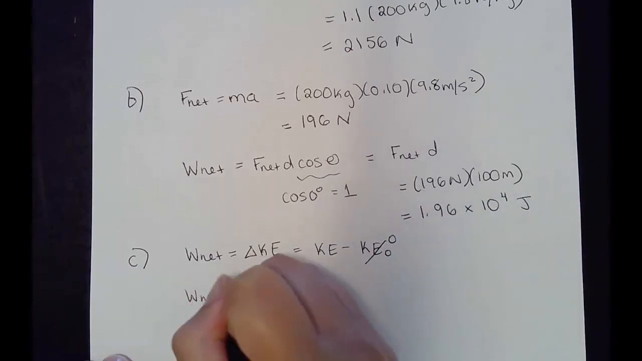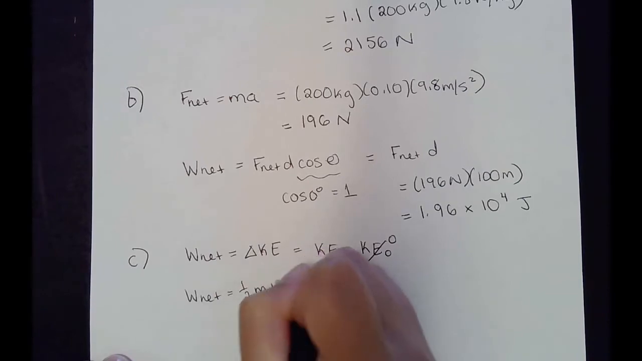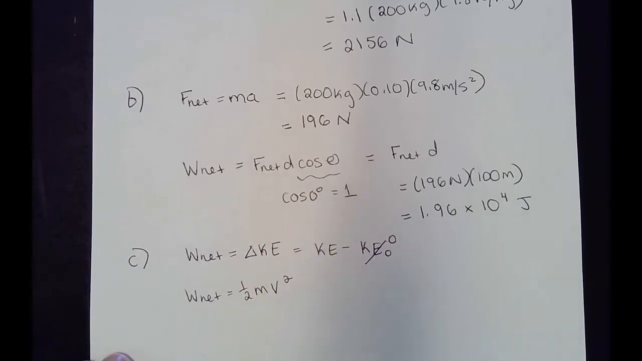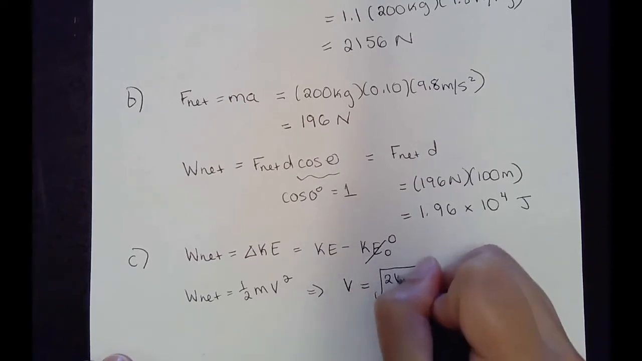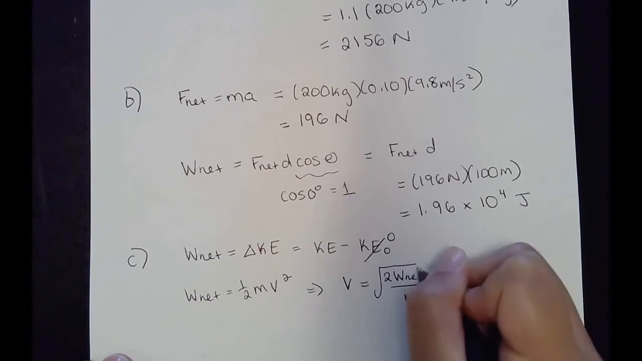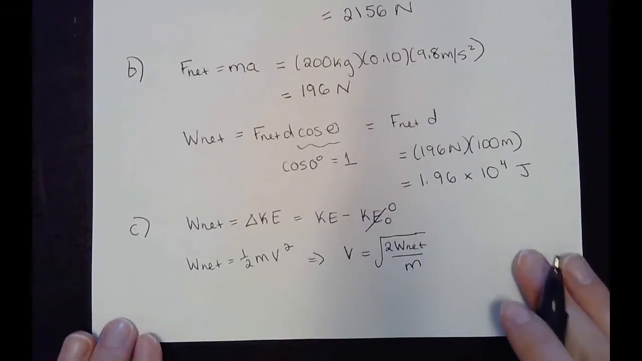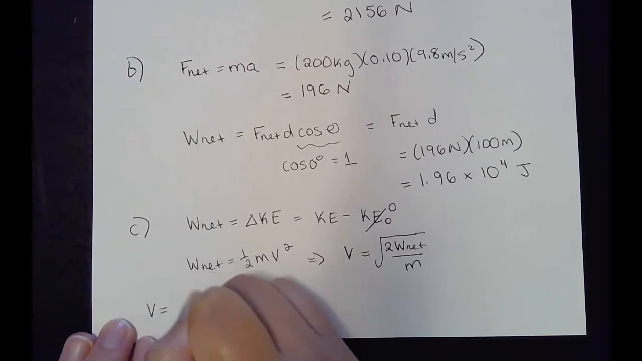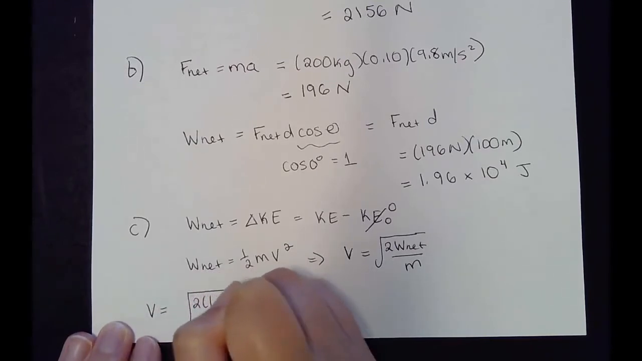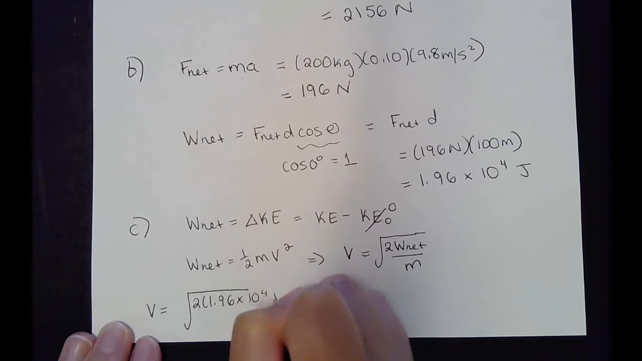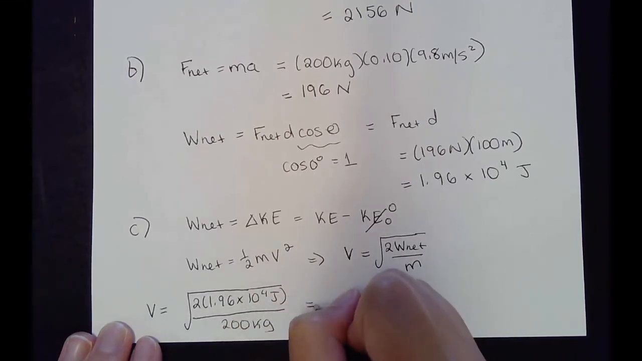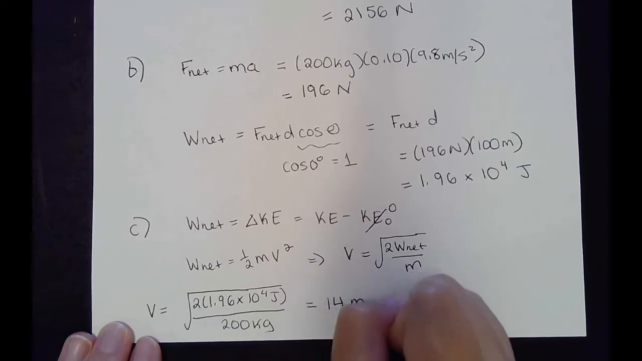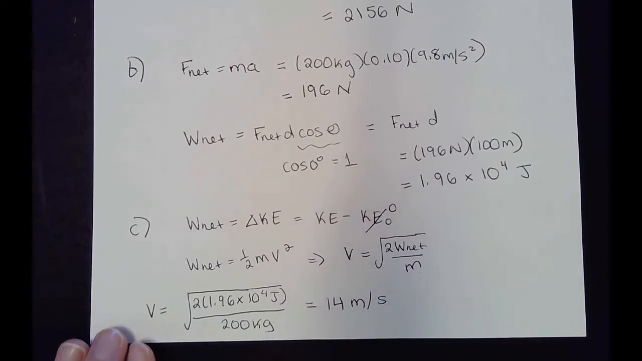So our net work is going to equal 1/2 m v final squared, the final kinetic energy. This means that v equals the root of 2 times the net work over the mass. And now we can plug the numbers in, so v is the root of 2 times 1.96 times 10 to the 4 joules over 200 kilograms. So 14 meters per second when it reaches that 100-meter mark.